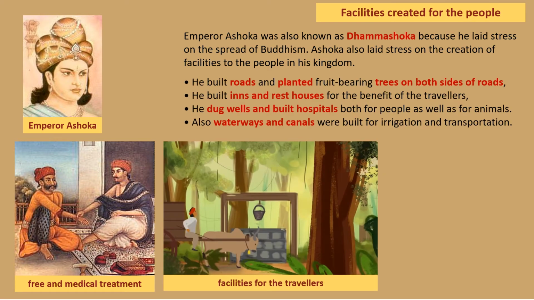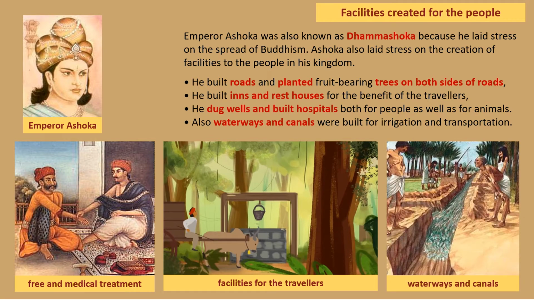He built roads and planted fruit bearing trees on both sides of roads. He built inns and rest houses for the benefit of the travelers. He dug wells and built hospitals both for people as well as for animals. Waterways and canals were built for irrigation and transportation.